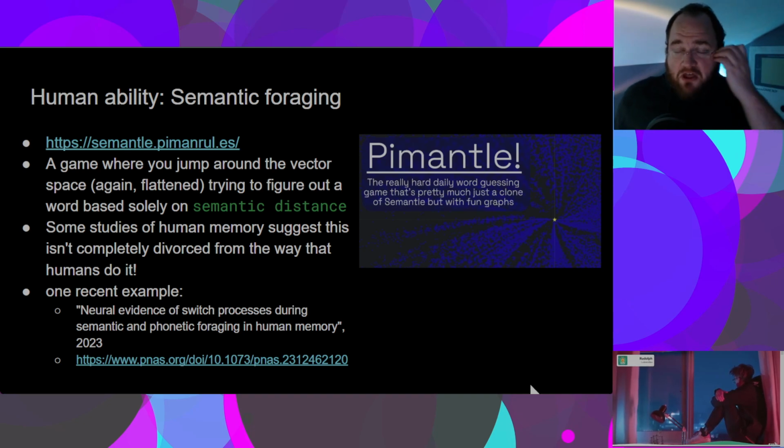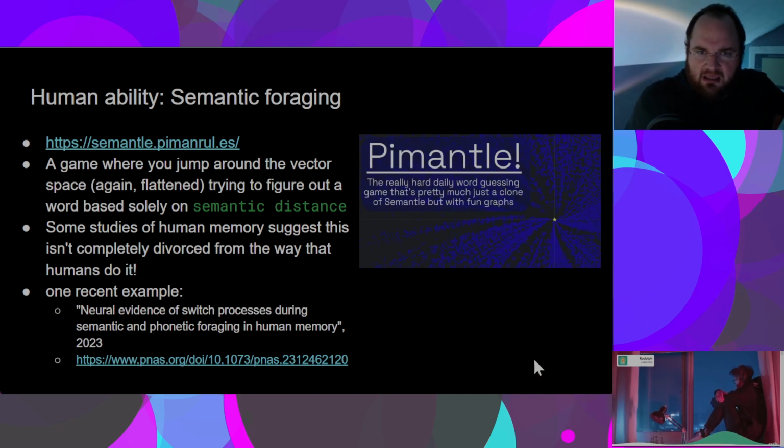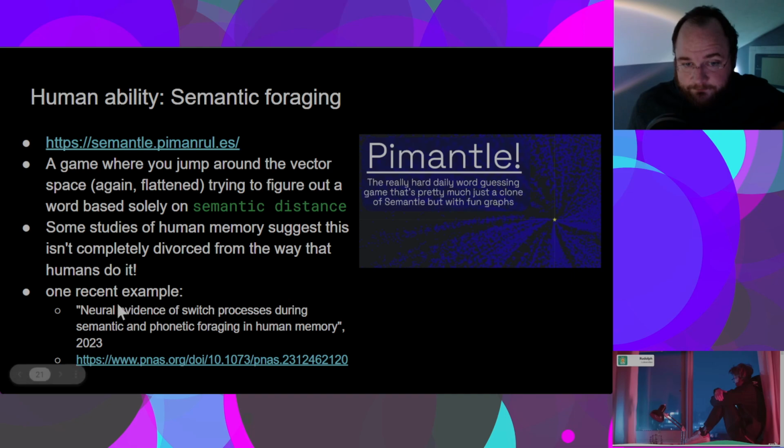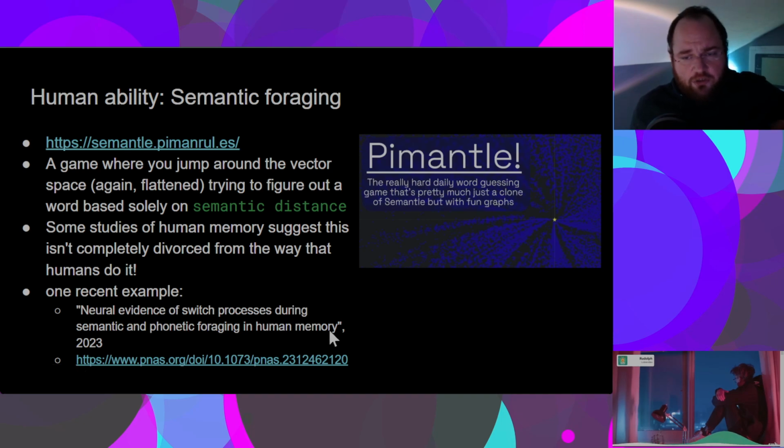In the same realm, though, there is some research showing that humans tend to do a sort of foraging behavior when they're navigating memory, when they're trying to remember related concepts and something that we learned recently. One recent example, I'll skip to this first and then we'll talk about Pymantle: Neural evidence of switch processing during semantic and phonetic foraging in human memory.